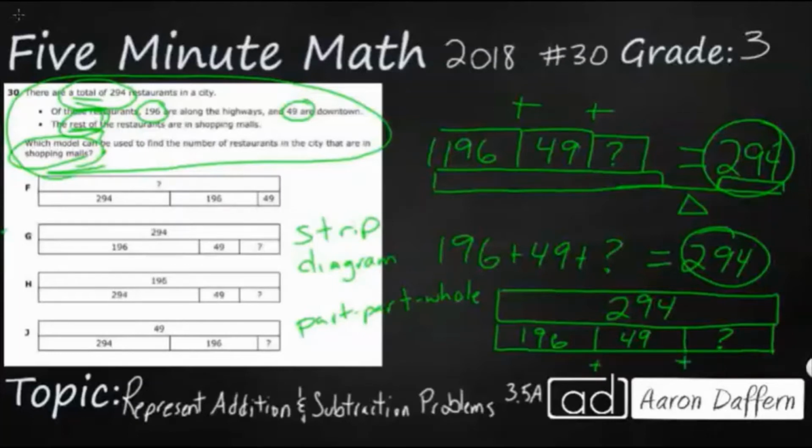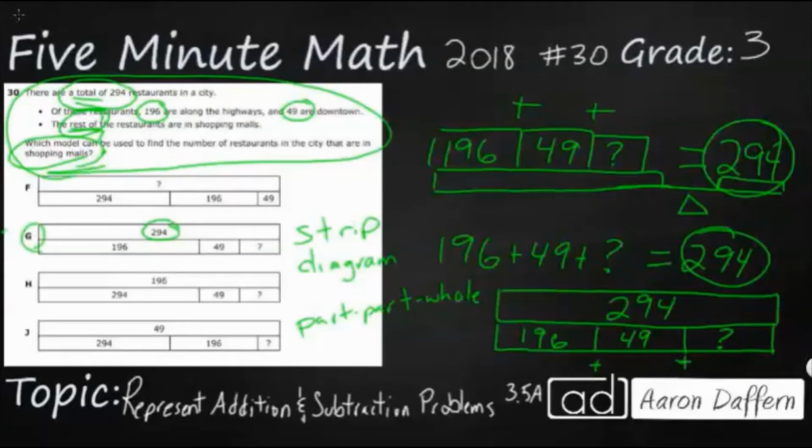And so when you're looking at that, you see there's only one answer selection that actually has the whole total up on top, 294. And so they did make it proportional. They made that 196 much larger than the 49, which makes sense. So our answer is going to be G.